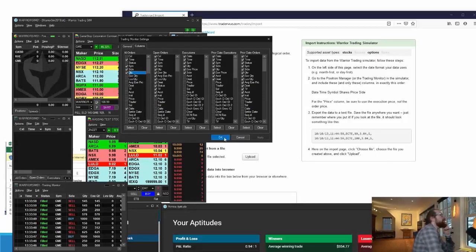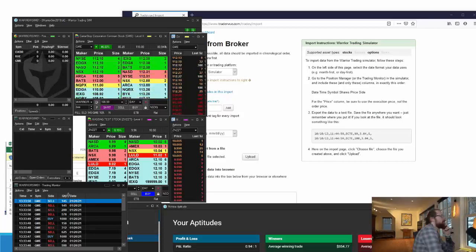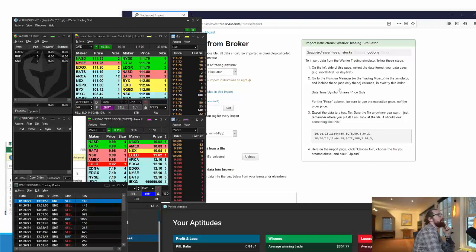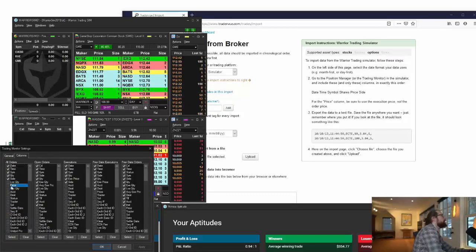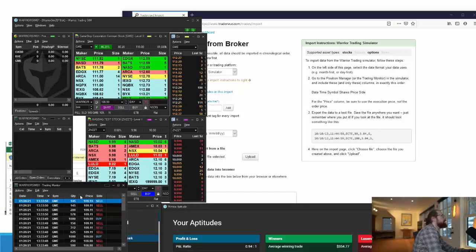You know what? I think quantity might be shares. Quantity. All right, so we're going to go with quantity. Now we're going to reorganize them because they said they want to see date, time, symbol, share, and then side. Oh, and we got to add price. So we'll go to columns and we'll go to price right there. Click on that. Okay. And just like that.